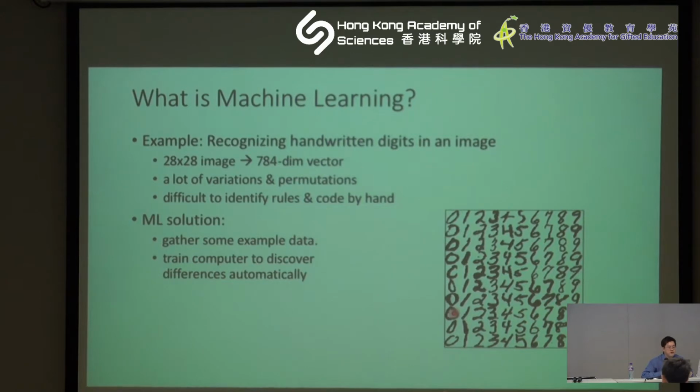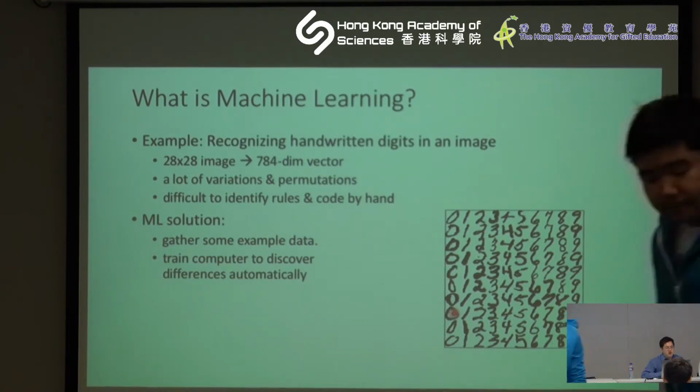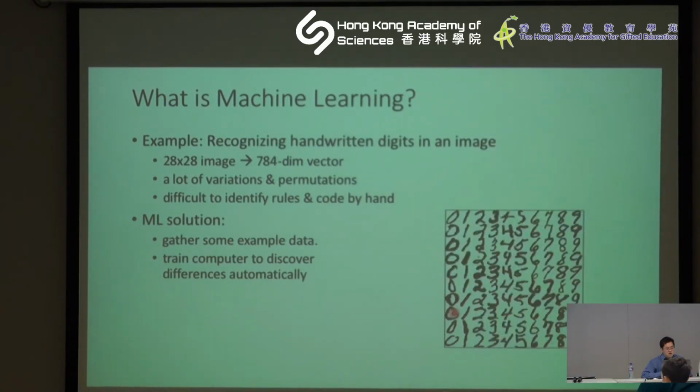The machine learning solution is basically just to collect a lot of data, and instead of writing a program on how to detect the numbers, you write a program to teach the computer how to learn them. So instead of writing the program, we're writing the program to write the program.